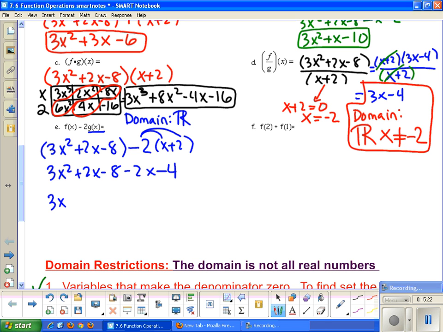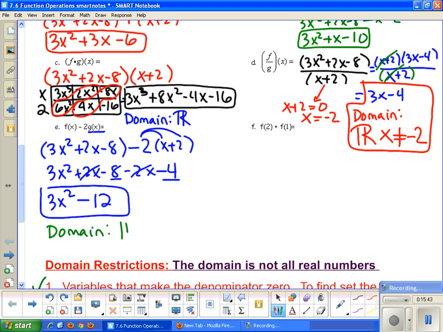Combine like terms, 3x squared. The 2x and 2x would cancel out, so I'm left with minus 12 because negative 8 and negative 4, so that would be my answer. Then I want to look at my domain. So my domain in this case, I don't have any variables in the denominator anywhere, and I don't have any radicals, so it's going to be all real numbers.